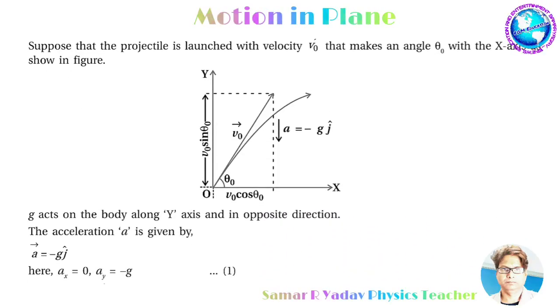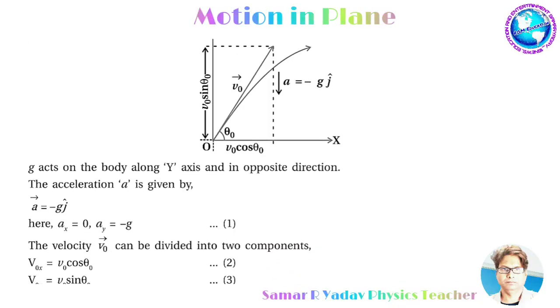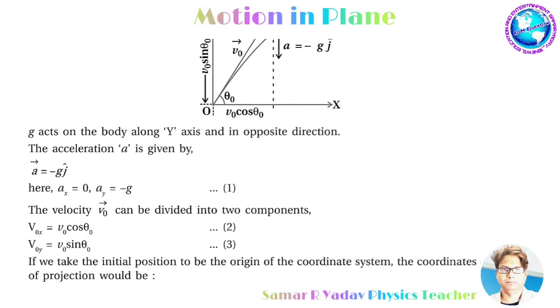g acts on the body along the y-axis and in the opposite direction. The acceleration a is given by vector a is equal to minus g unit vector j. The velocity vector v0 can be divided into two components. V0x is equal to v0 cos theta 0, equation 2, and V0y is equal to v0 sin theta 0, equation number 3. You can see in the figure.